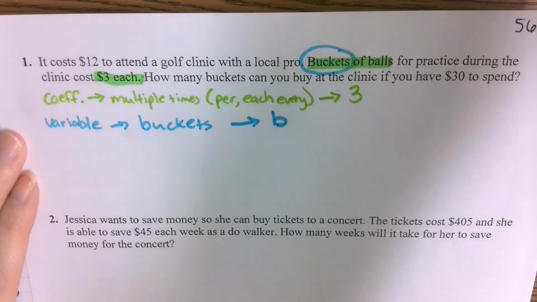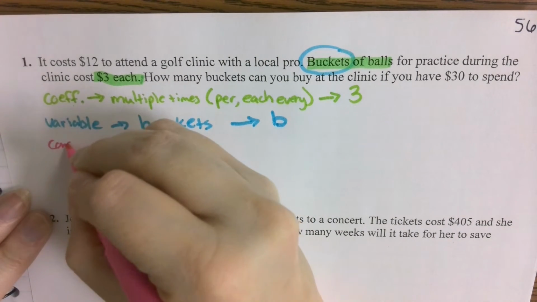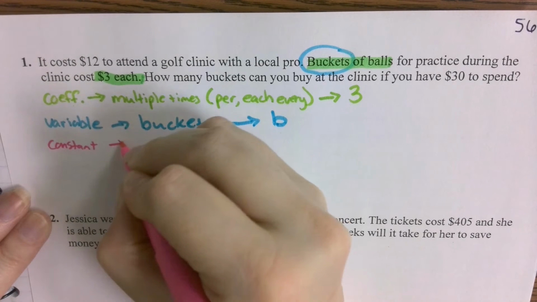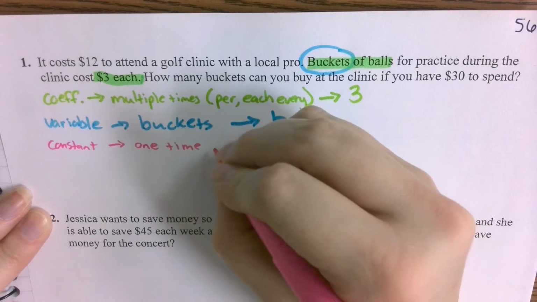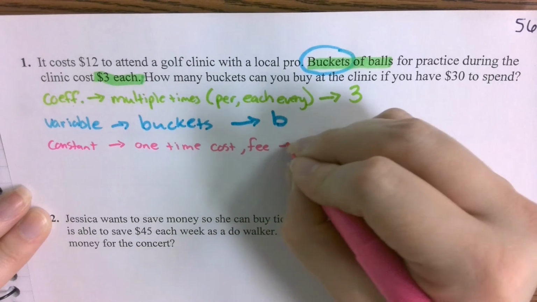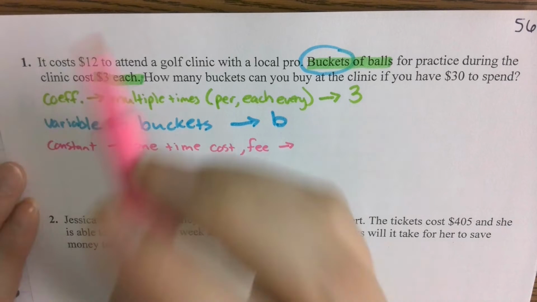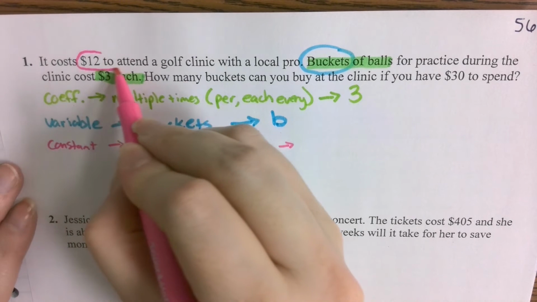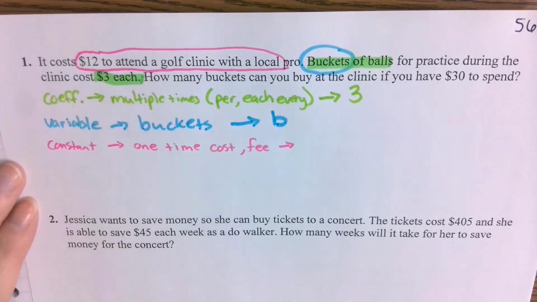Our constant is a one-time fee, a one-time cost or fee. So something that you pay only once. So the only one-time fee that we're paying is that $12 to attend the clinic. Once you pay it, you'll get to go, right?